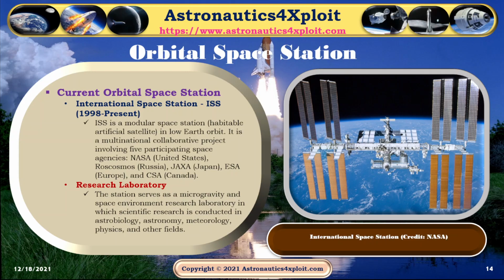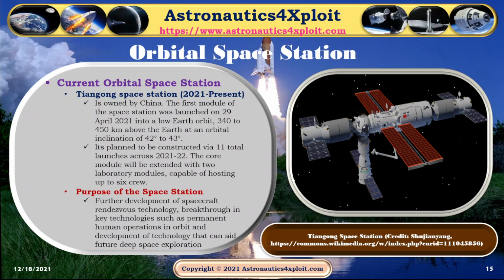Current orbital space station. We have International Space Station from 1998 up to present. ISS is a modular space station, a habitable artificial satellite in low Earth orbit. It is a multinational collaborative project which involves 5 participating space agencies: NASA, Roscosmos, JAXA, ESA, and CSA. The station serves as a microgravity and space environment research laboratory in which scientific research is conducted in astrobiology, astronomy, meteorology, physics, and other fields. This picture shows International Space Station.